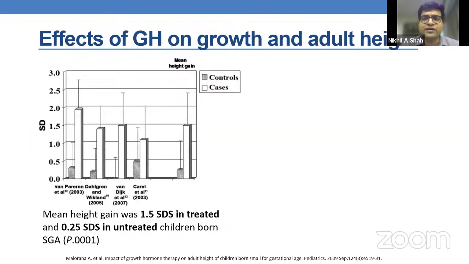So, what is the effect of GH on growth and adult height? So, these are the various studies. In white you can see the cases, and the marked ones are the controls. So, this is the height gain. So, there is a dramatic height gain in children who have received growth hormone, and this is the mean of all the studies. So, mean height gain was 1.5 SD in treated children and only 0.25 SDS in untreated children.